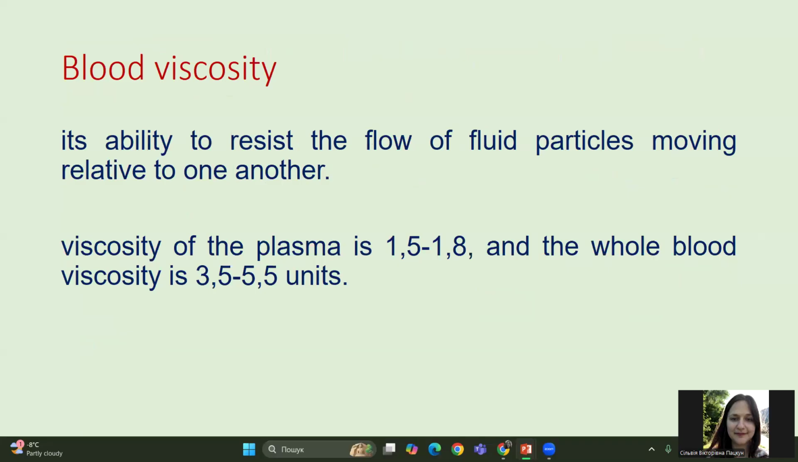Blood viscosity, next parameter, is its ability to resist the flow of fluid particles moving relative to one another. Viscosity of the plasma is 1.5 to 1.8 and the whole blood viscosity is 3.5 to 5.5 units. One of the parameters which influence the viscosity is hematocrit. The greater the hematocrit, the greater will be blood viscosity and the greater will be overload on the heart because it will pump thicker blood.